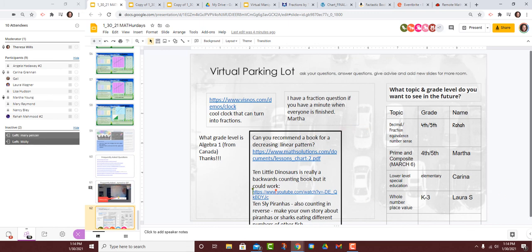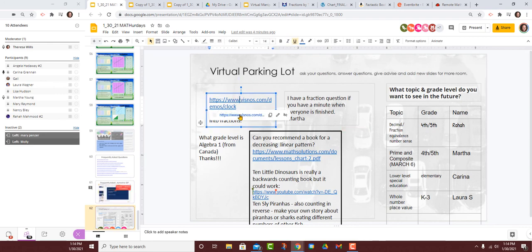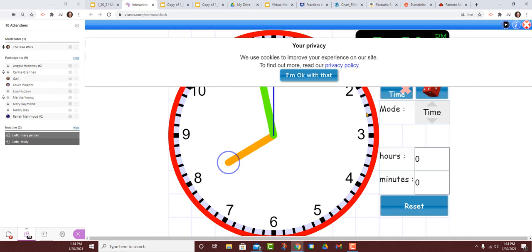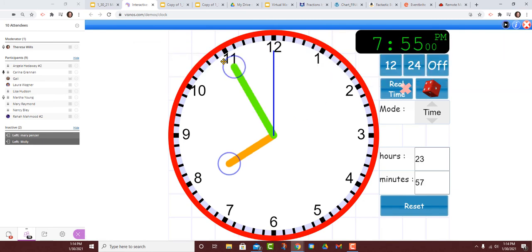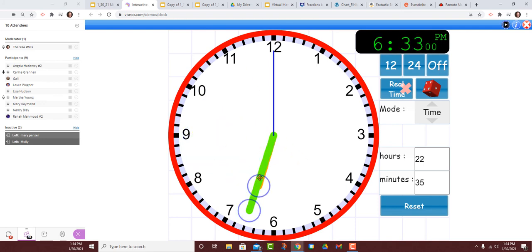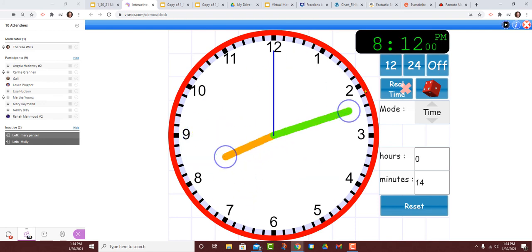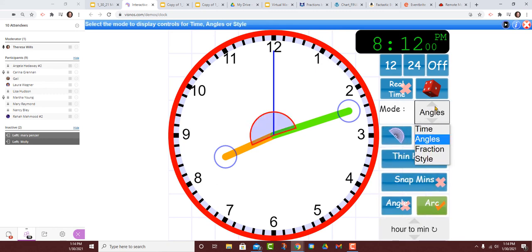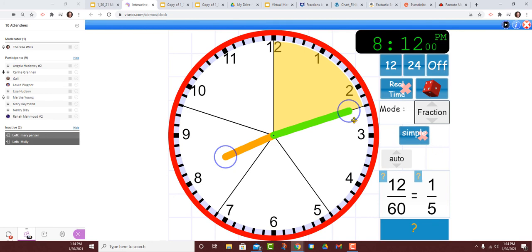Did you see I added the clock on the top left, the Visnos? It's a clock that you can turn into fractions. Oh, no way. Oh, this is so cool. So if you click on it and you click on OK, you gotta click on I'm okay with that. And if you go to mode and click on the time over there to the right, it'll put it into angles and it'll put it into fractions.